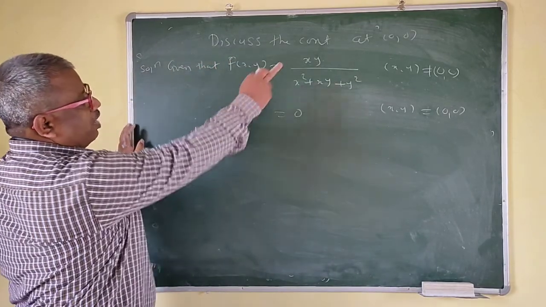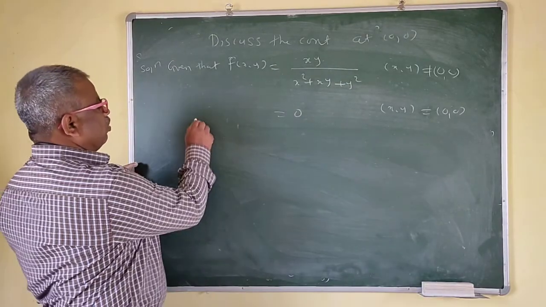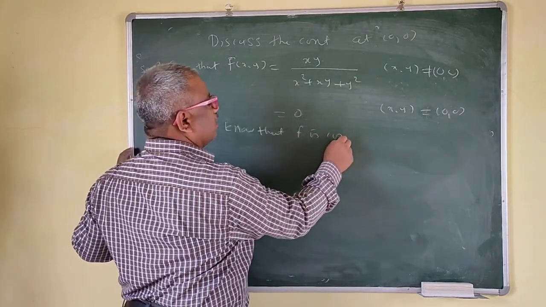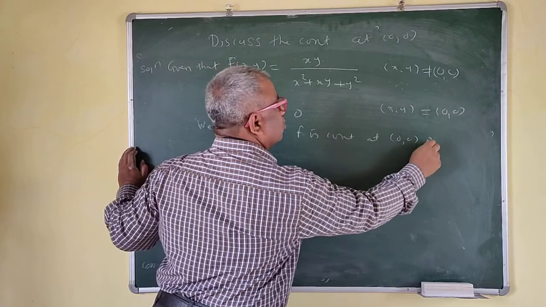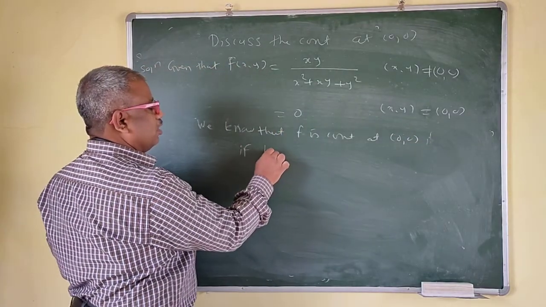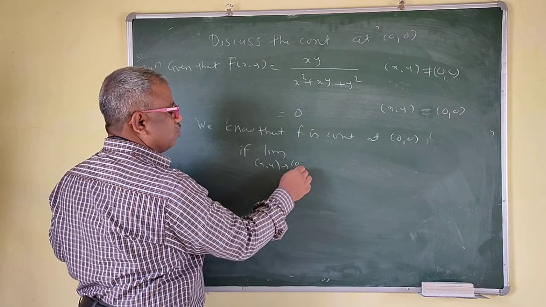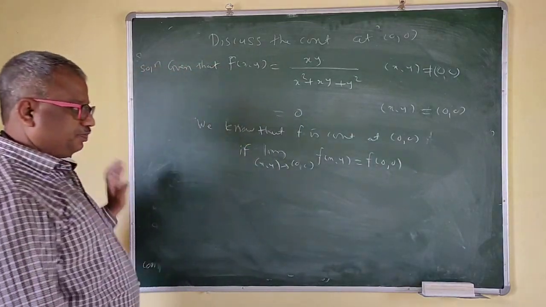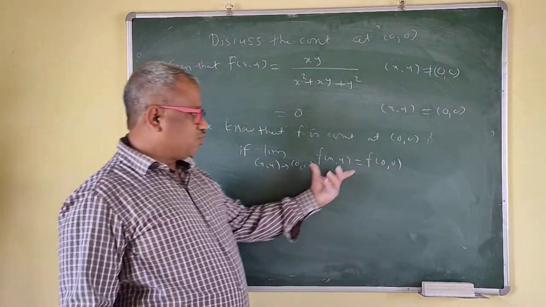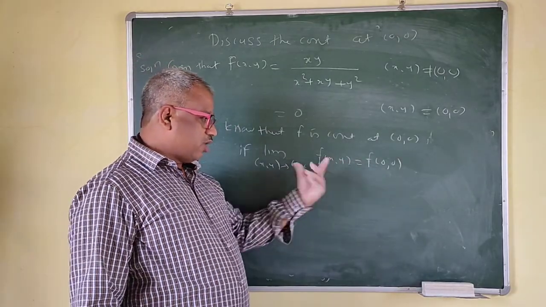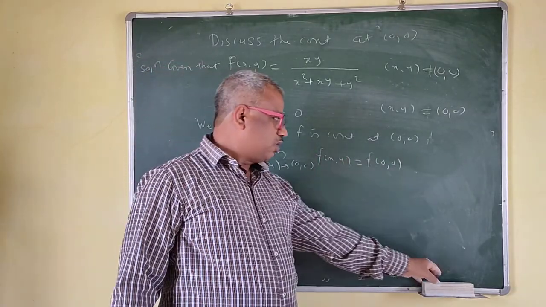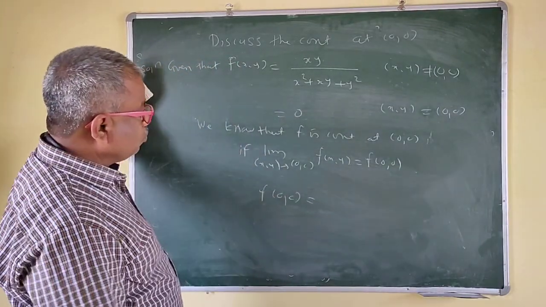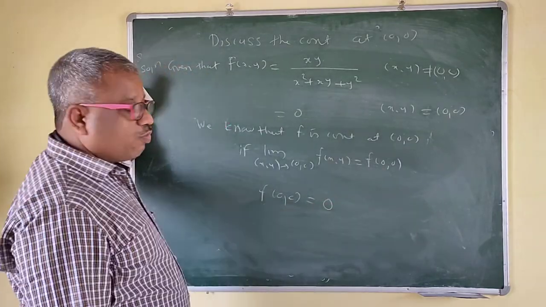Okay, now what we have to do? We have to discuss the continuity at 0, 0. So we write here, we know that f is continuous at 0, 0 if limit xy tends to 0, 0 f of xy is equal to f of 0, 0. We'll check whether these two exist and are equal. So now here f of 0, 0 is 0. Now we'll find the limit.